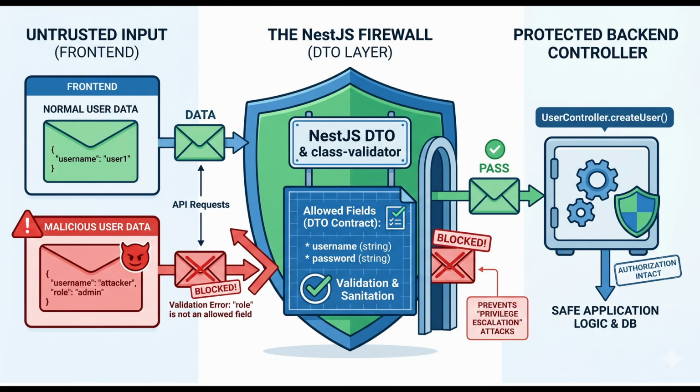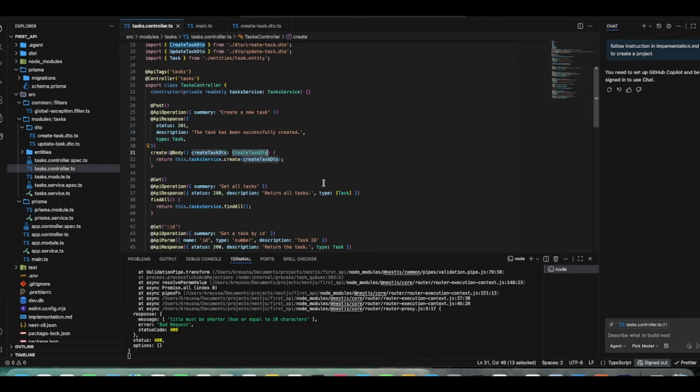As a backend developer, your most dangerous assumption is thinking the user will send you clean data. If your API has a role field from the front end, a malicious user could simply use role admin and take over your system. Today, we're building a firewall for your controller using NestJS DTOs.